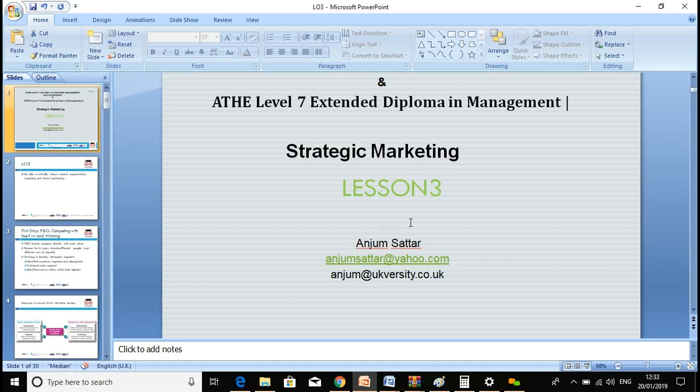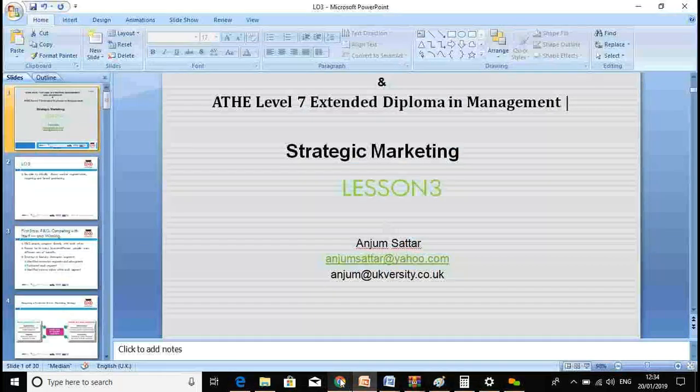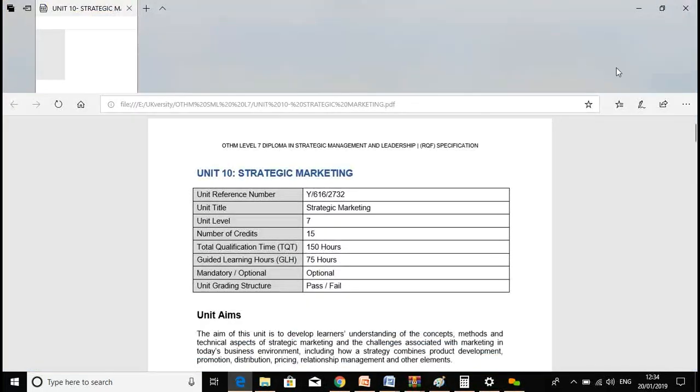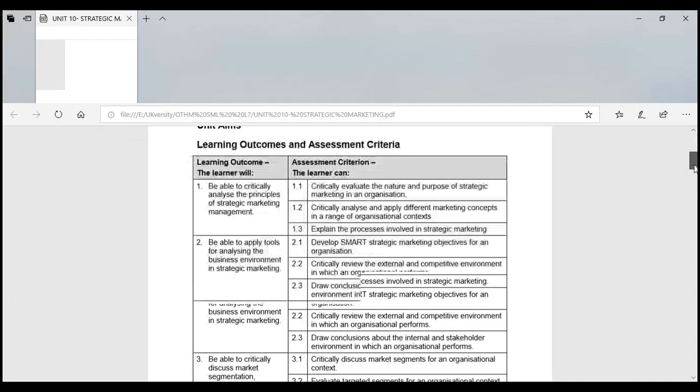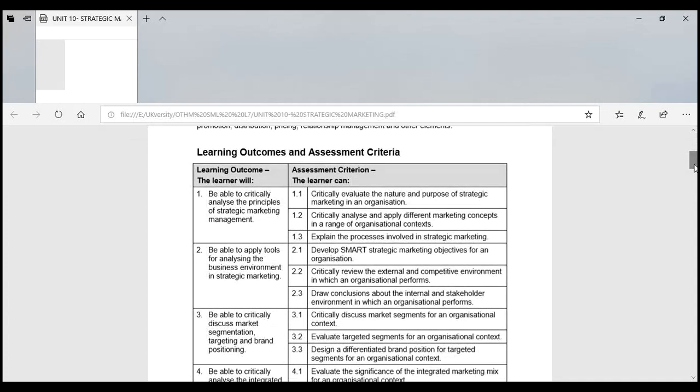Before starting lesson 3 on learning outcome 3, let's have a bit of a recap of what we learned during our previous lessons. First of all, we'll go through what we really learned up to now. Does anybody remember anything we did during our previous lessons in LO1 and LO2?